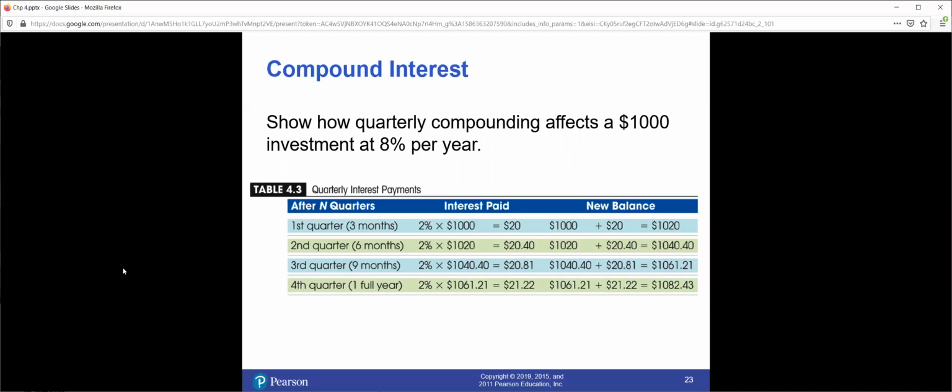Your first quarter, you make $20. Second quarter, you make $4.40. Third quarter, you have $61.21, and so on and so forth. The interest paid is increasing because the 2% is applied to the new balance from the last quarter.